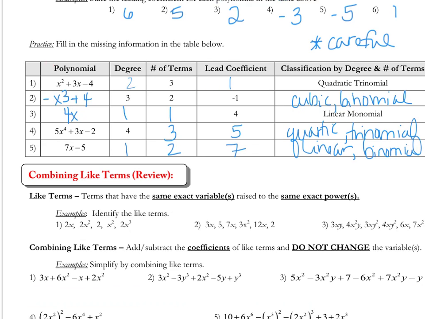This section right here for the polynomial might be a little bit different than mine, but the degree, number of terms, leading coefficient, and the classification should all be the same. For number 2, the leading coefficient should be negative 1 and it should be x to the third, but the plus 4 could be different. For number 3, you should only have x to the first, but this number could be different.